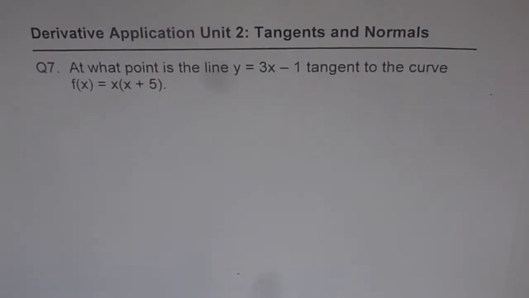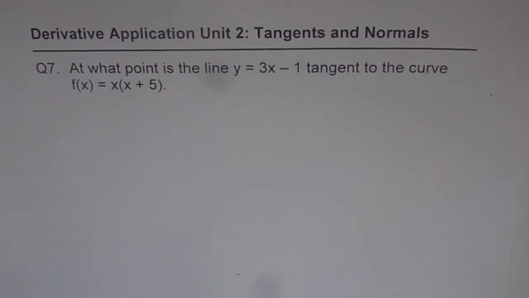Derivative application Unit 2, Tangents and Normal. Well, this is part B of the test on Unit 2. In part 1, we have simple and straightforward questions where we are finding derivatives of different kinds of functions using the rules learned in this chapter. The rules are power rule, chain rule, quotient rule, and the product rule.